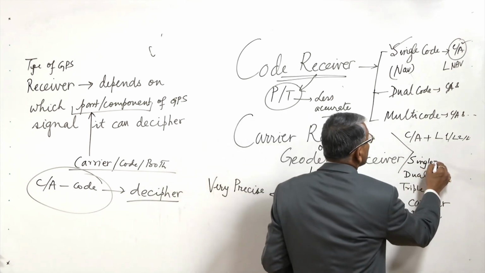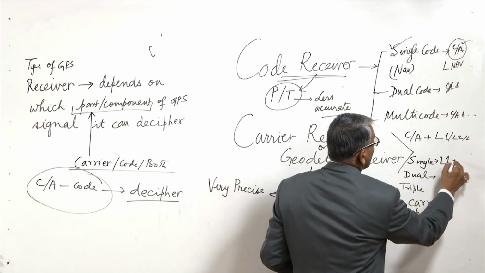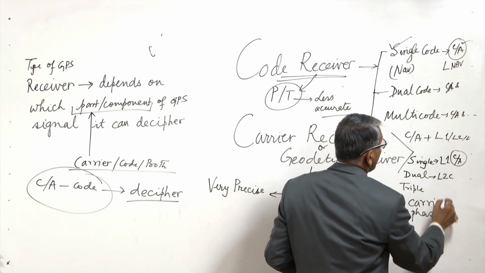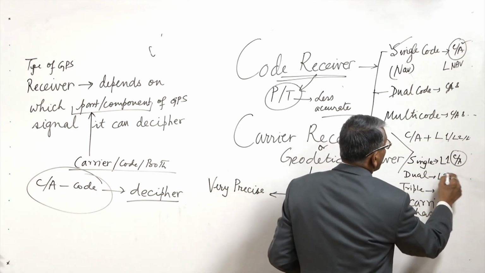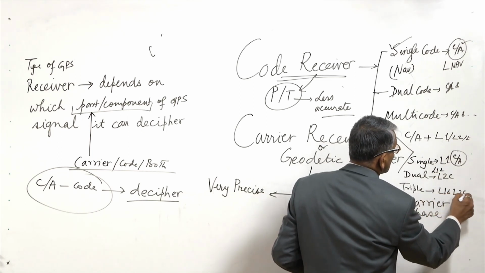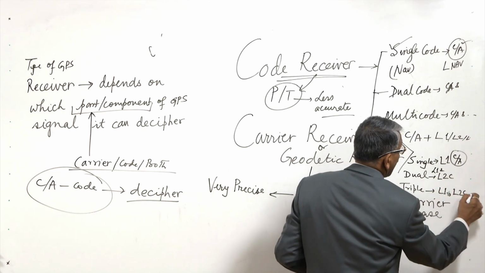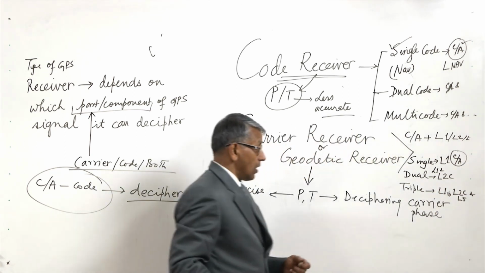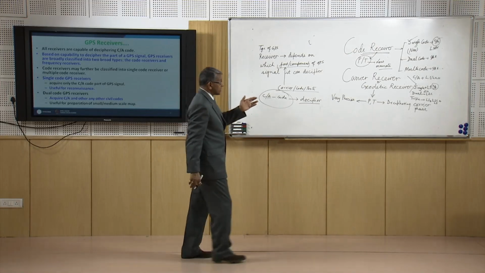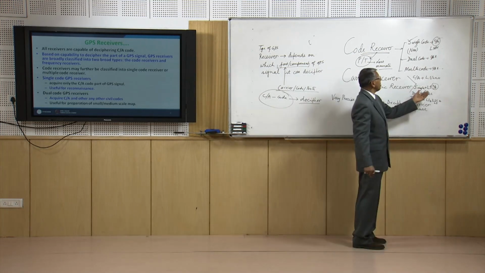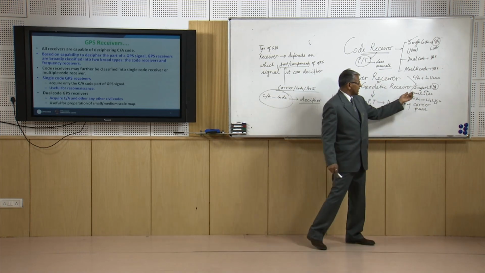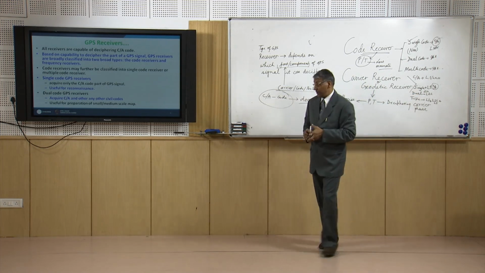So you can see that L1 contains the C/A code, then L2C, and L5. Depending upon which carrier frequencies it can decipher, on the basis of that we can say single frequency, dual frequency, or triple frequency.